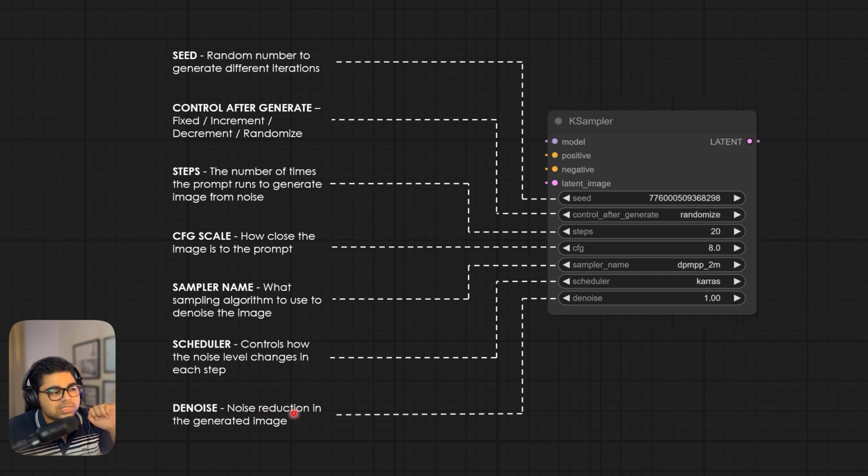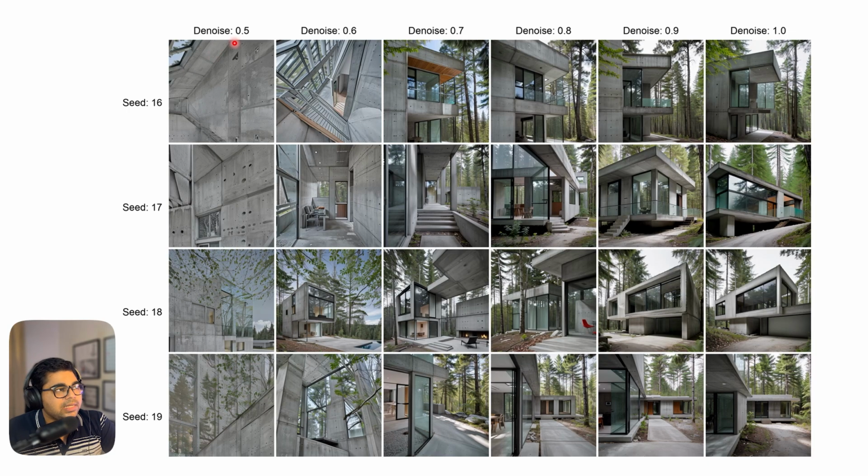And then last is denoise, which basically means noise reduction. You know that an image starts as a blank canvas, and you keep on adding noise to it until you get the image. Just to see this more visually, this is how it looks. With denoise of 0.5, you hardly see any image. You see only a glimpse of the prompt. But as you increase it to denoise 1, you get to see the output much better. So that's how denoise works.